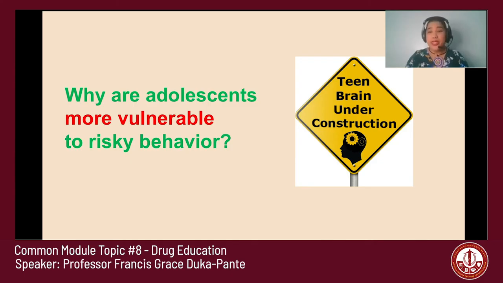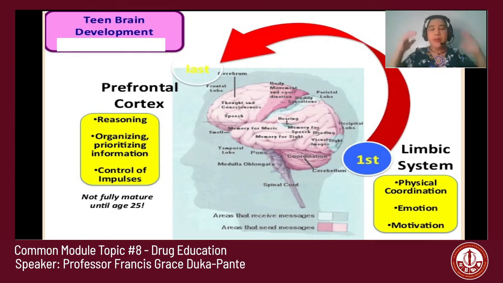So very quickly, let us just review, why are adolescents like you more vulnerable to risky behavior? Why do you have higher susceptibility to risky behavior such as drug use? Well, basically because your brain is still developing. So you need to remember that the brain development starts from the back, always the front. And the back part is actually in charge of emotional regulation. And the prefrontal cortex is in charge of reasoning, organizing, prioritizing information, control of impulses, decision-making, and judgment. And this is not fully mature until age 25. That's the reason why usually you make decisions because of your emotions. So the main responsibility of adults like us is to guide you in making right choices in life.